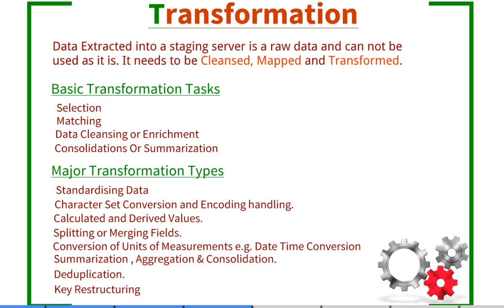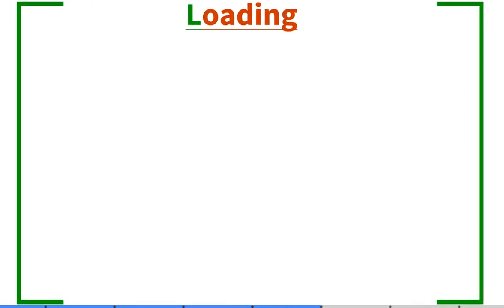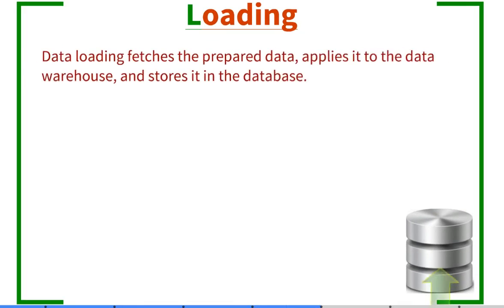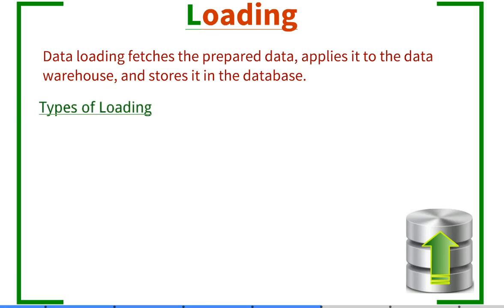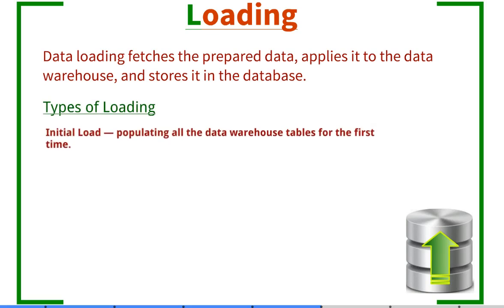So next is loading the data into the warehouse from the staging server. We fetch the prepared data from the transformation phase and load it into a data warehouse. Now there are types of loading strategies we use. First is the initial load. As I mentioned, when we load the data for the very first time, we do not care about identifying the newly or the modified records. We generally take the whole data set from the staging server and load it into a data warehouse.